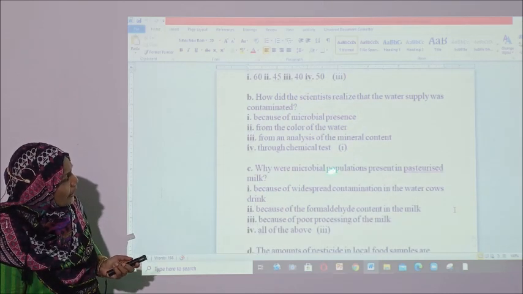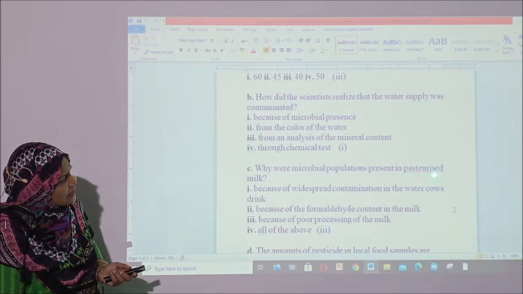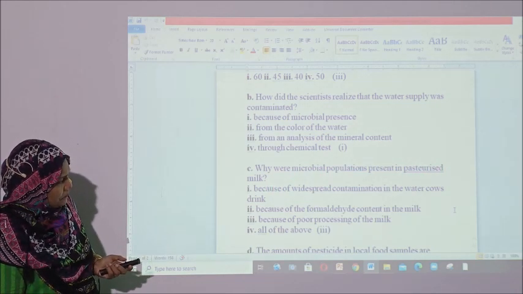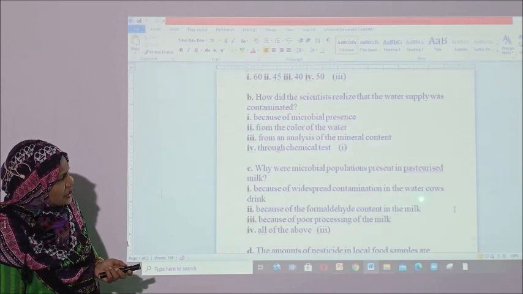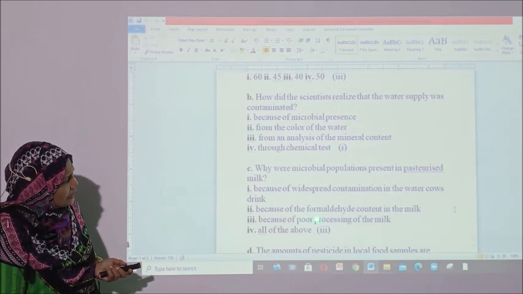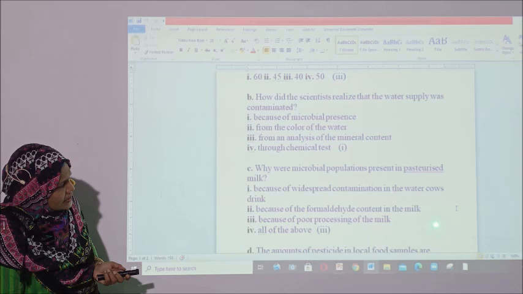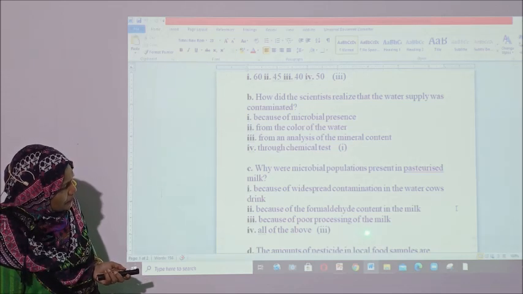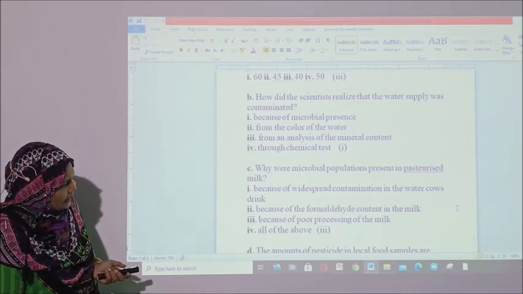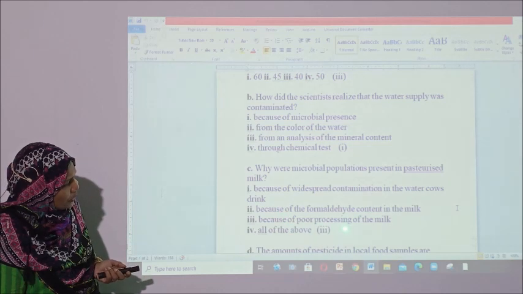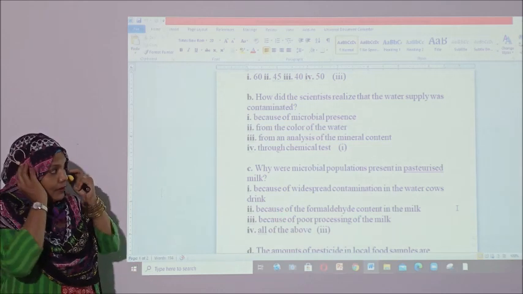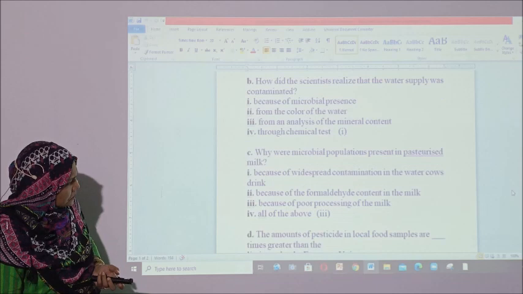Then you see, why were microbial populations present in pasteurized milk? Because of widespread contamination in the water cows drink, because of the formaldehyde content in the milk, because of poor processing of the milk, or all of the above. We see, because of poor processing of the milk, they are using pasteurized milk.